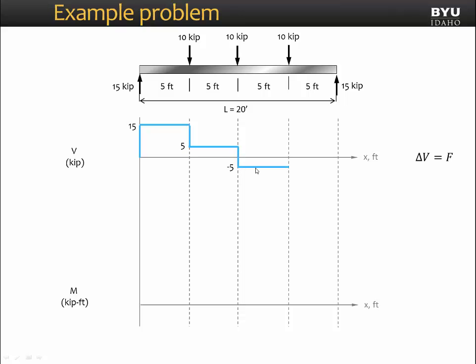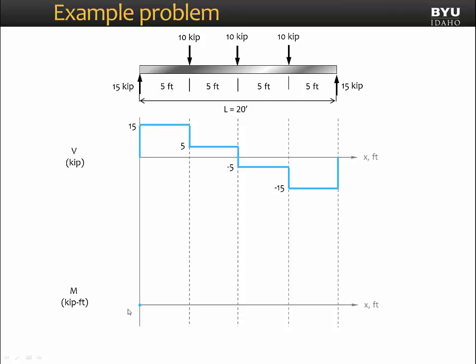We stay constant for the next 5 feet, where we find another point load applied downward 10 kips. That pushes our shear diagram down from negative 5 to negative 15 kips. We remain constant at a negative 15 kips to the end of the beam, where we have our final reaction force equal to 15 kips that will jump us back to 0. We started at 0, we ended at 0. We have confidence we did this correctly.